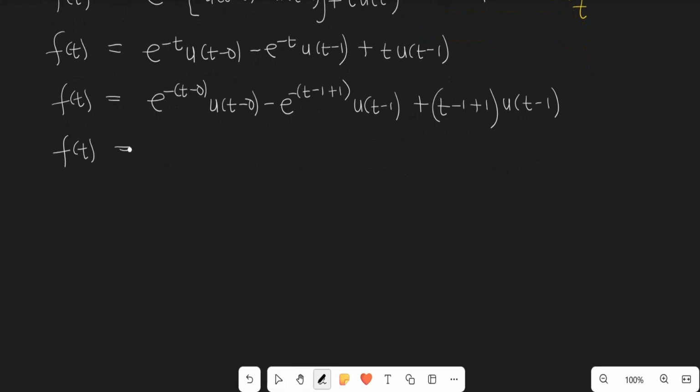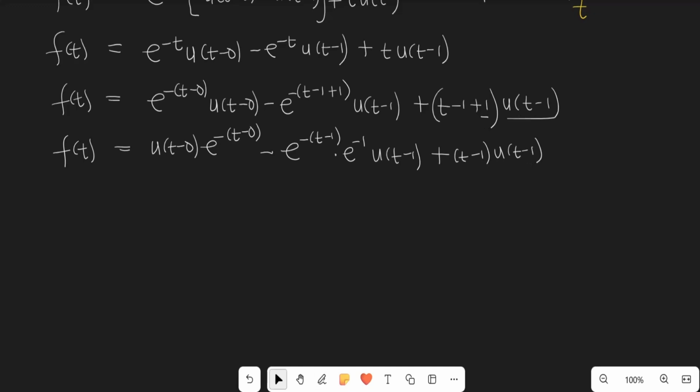So f of t is going to be equal to u of t minus 0 multiplied by e to the negative t minus 0. Correct. And now minus, this one can be written as e to the negative t minus 1, multiplied by e to the negative 1. That is using the laws of indices. So this one is going to be e to the negative 1 multiplying by this, and now this one is going to be multiplied by u of t minus 1. And now next one, multiply the first two by this. That is going to be t minus 1 multiplied by u of t minus 1. And this one by this, that is going to be plus u of t minus 1.